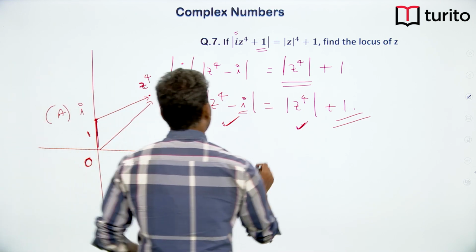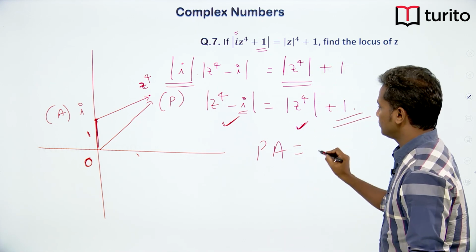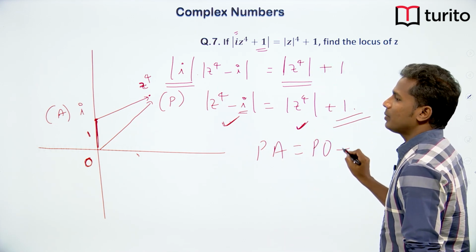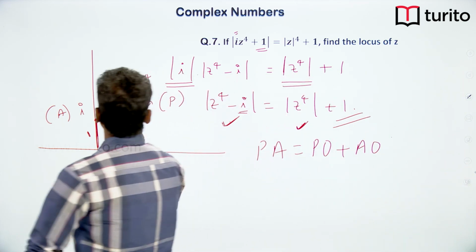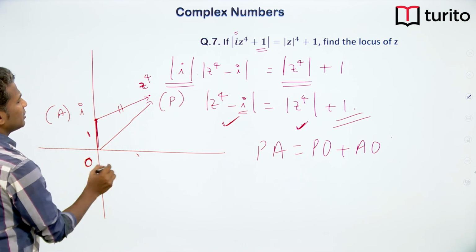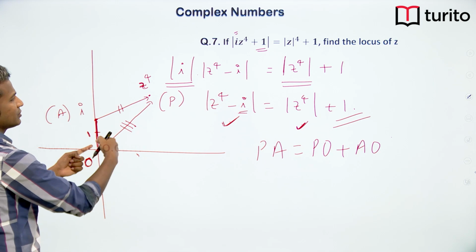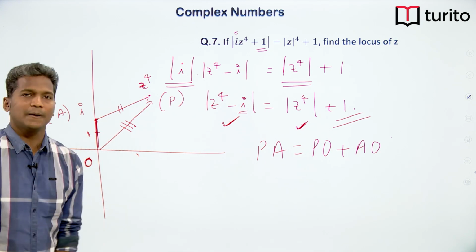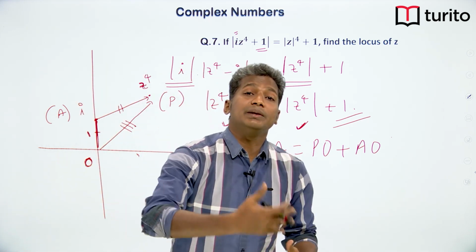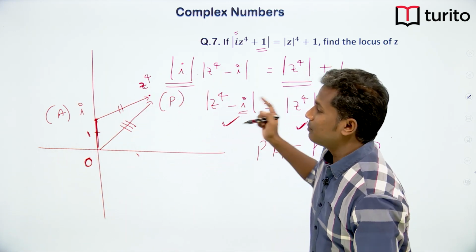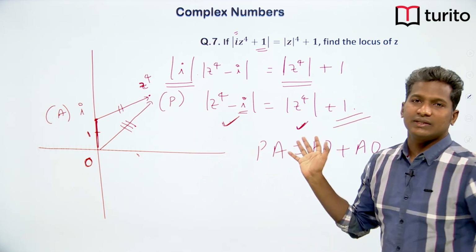So, here it is given that PA is equal to PO plus AO. PA, which is this side, must be equal to this side and also this side. Sum of these two sides must be equal to this second side. Okay. So, that means where could this location of P be? Where can this point P lie so that this condition is satisfied? Okay.